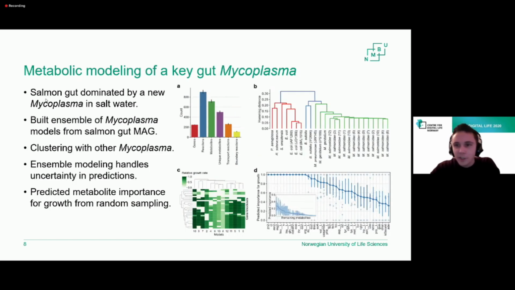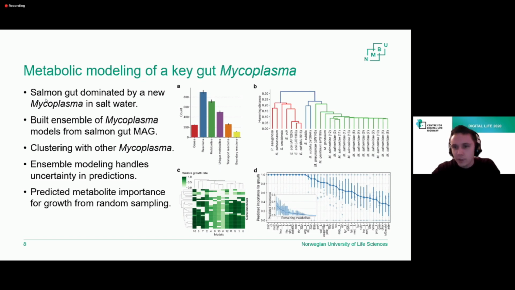In addition to salmon, we're also increasingly interested in modeling the salmon gut microbiota, which is also very important for feed utilization. In particular, we're interested in understanding why the salmon gut becomes very dominated by a new strain of mycoplasma when the fish moves from freshwater to saltwater.